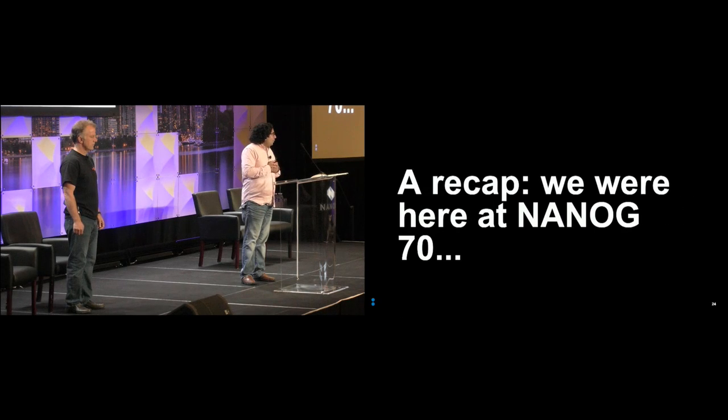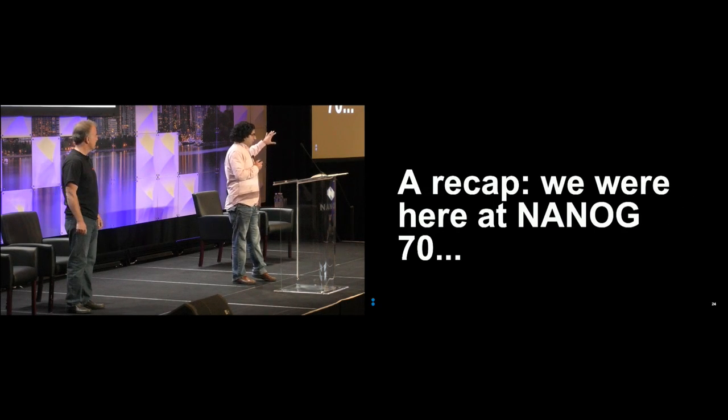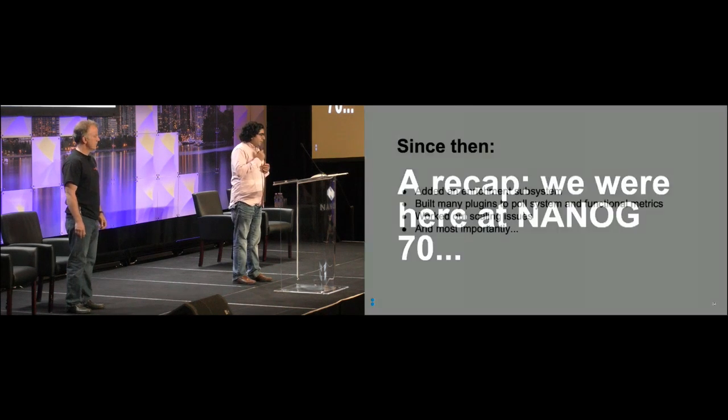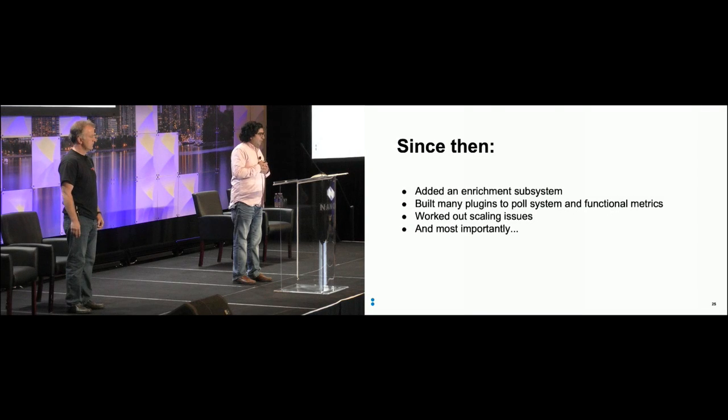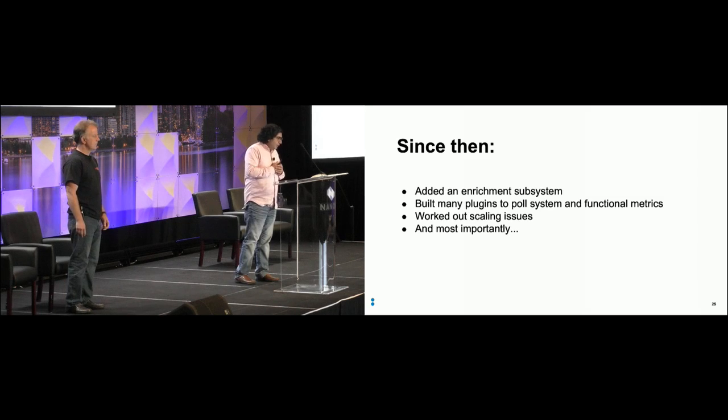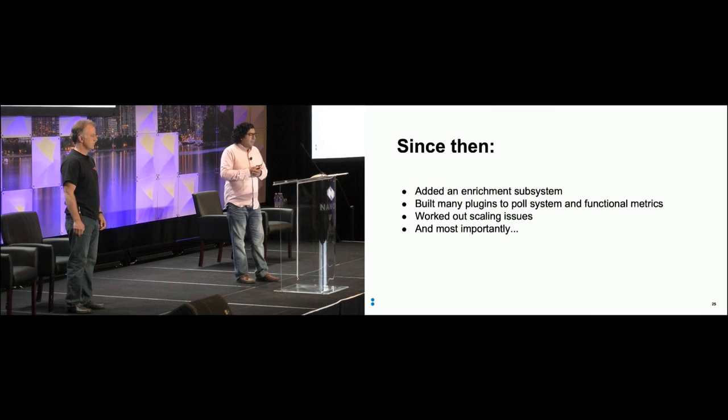Now, we've spoken and presented a lot of this at NANOG 70. The big thing, though, is the stuff that we've done after that. When we presented it at NANOG 70, we had discovery and polling. We did not have enrichment. What that meant was that on every poll cycle, we would be getting all the static information again, which had scalability problems both for the platform as well as for the network devices. By adding an enrichment subsystem, we have alleviated those concerns.